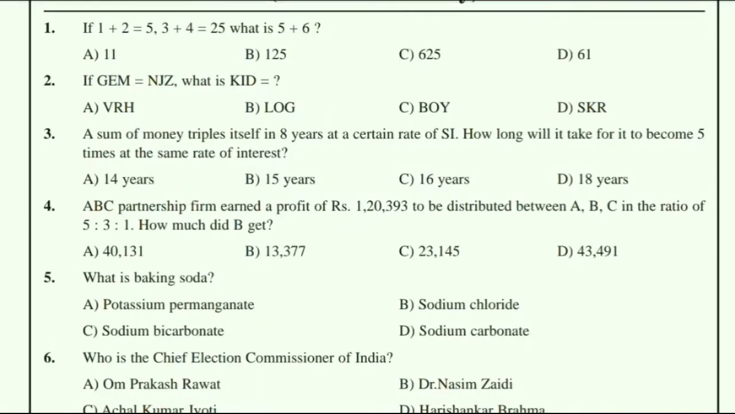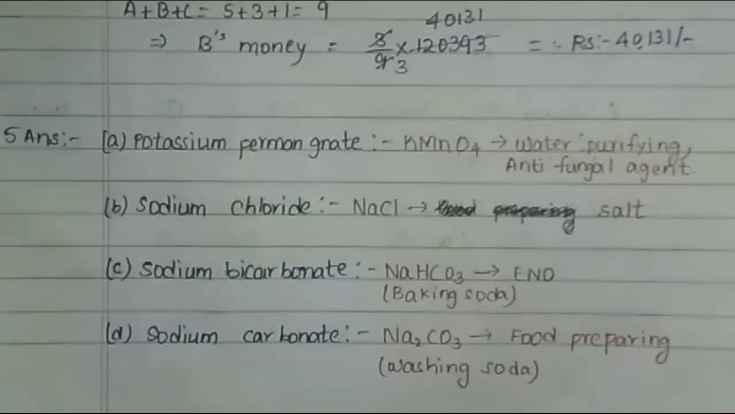What is baking soda? Option A is potassium permanganate. Its chemical formula is KMnO4. It is used as a water purifying agent and antifungal agent. Option B is sodium chloride, chemical formula NaCl, and it is salt. Option C is sodium bicarbonate, chemical formula NaHCO3. It is used in ENO, and is known as baking soda. Option D is sodium carbonate, chemical formula Na2CO3, and it is used in food preparation. This is known as washing soda or cooking soda.